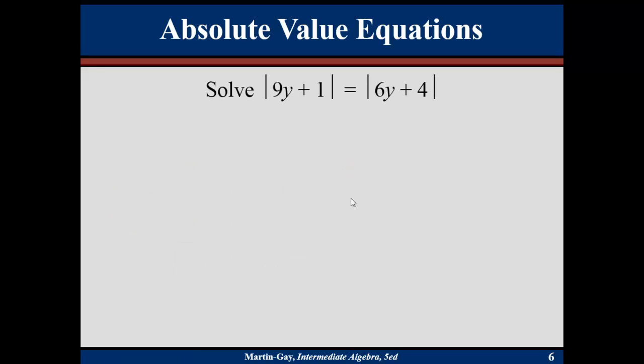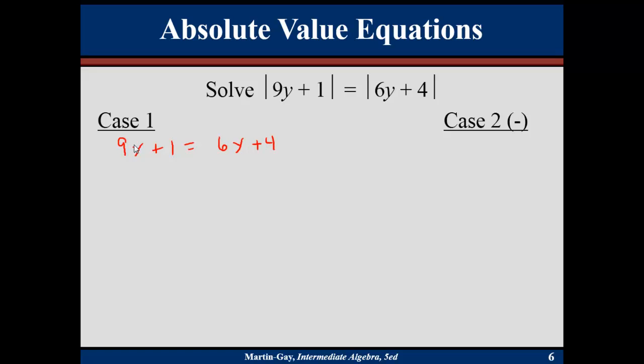All right. Now this one, we have the absolute value of 9y plus 1 equals the absolute value of 6y plus 4. So we have absolute value symbols on each side of the equal sign. Well, you still have your case 1 and your case 2, and you work this the same way as we worked the previous problems. Case 1, we want to drop the absolute value symbols off of each side, and we would go through and solve the equation.